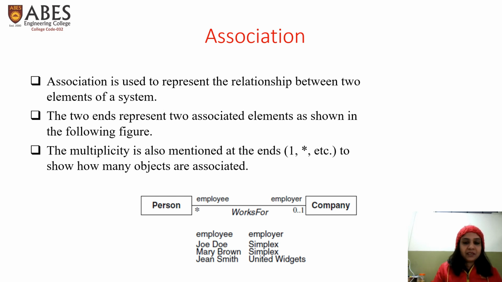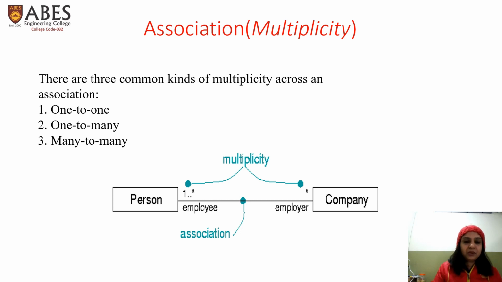So here we are representing the multiplicity symbol also. A person can work for many companies, or it may work for 0 or 1 company. A company can have many employees. So these are the multiplicity symbols that I'll be discussing. When we talk about association, there comes a term multiplicity. We can define multiplicity in a manner that how many instances of one class are associated with a single instance of another class. There are three common kinds of multiplicity across an association: one-to-one, one-to-many, and many-to-many.